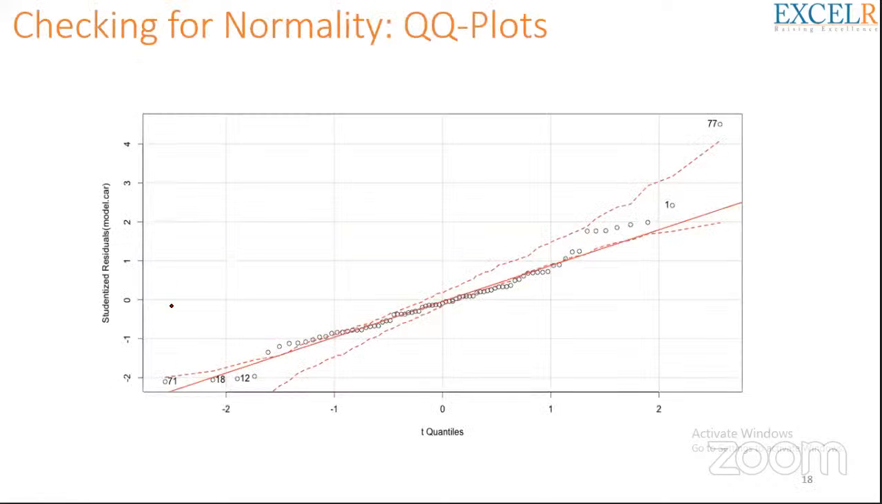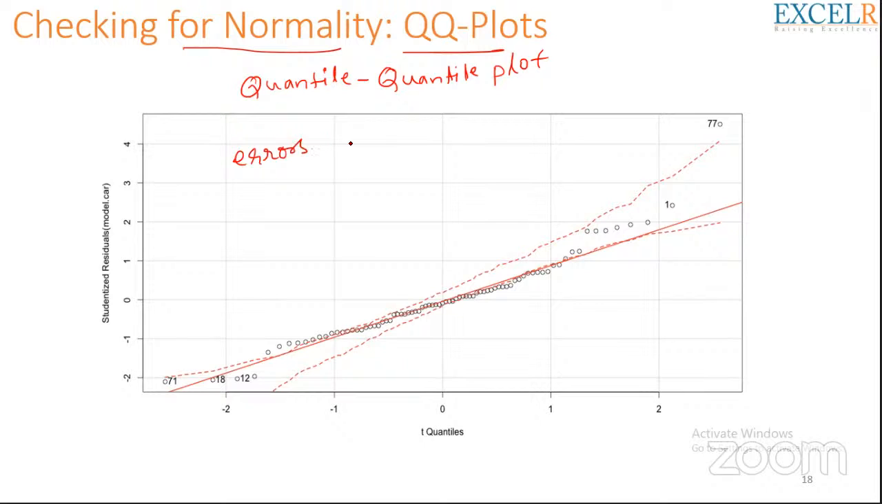Then the second one is the QQ plot. QQ means quantile plot. So the objective of this QQ plot is to check normality, whether the errors are following a normal distribution or not. So how do we understand whether the errors are following a normal distribution or not?